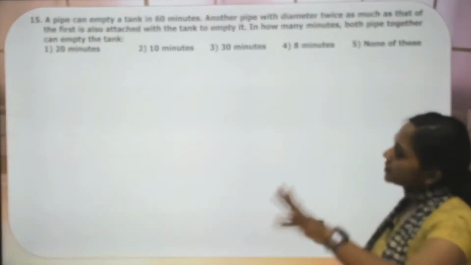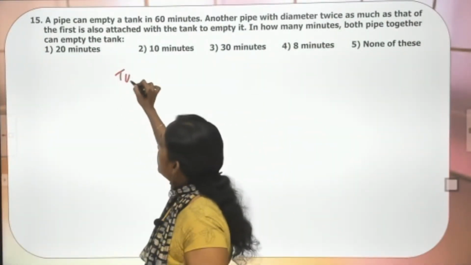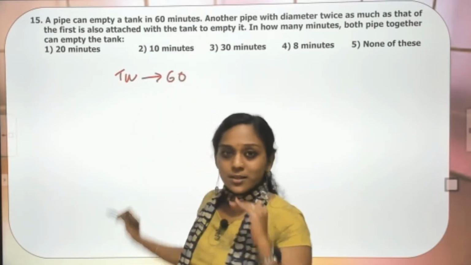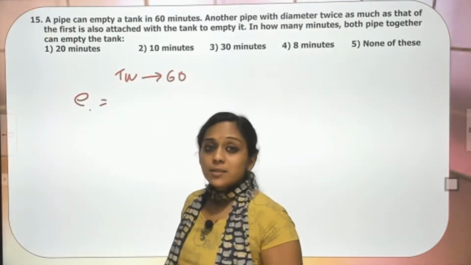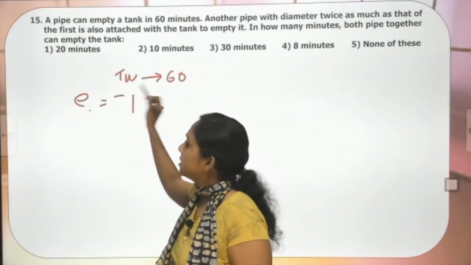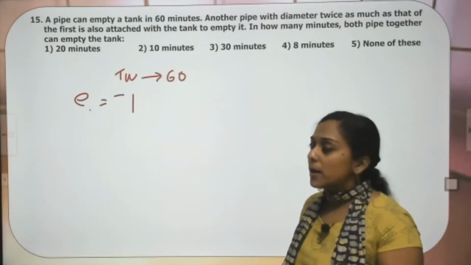See here, what is given? A pipe can empty a tank in 60 minutes. So let the total work be 60. Total work is 60. So the efficiency of the pipe will be 60 work in 60 minutes, that is 1. Since it is emptying, you can take it as -1. So the efficiency of the pipe is -1.